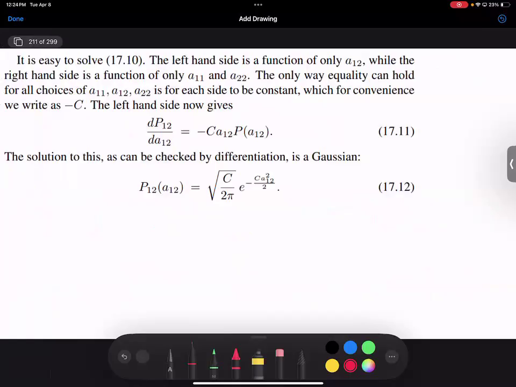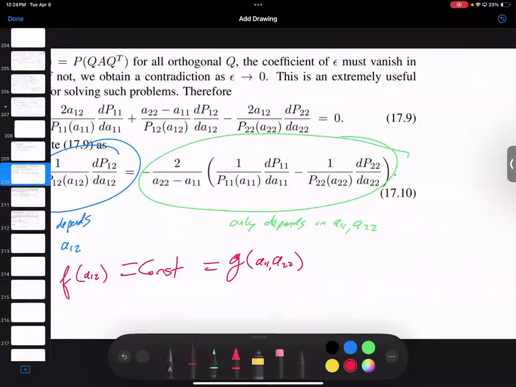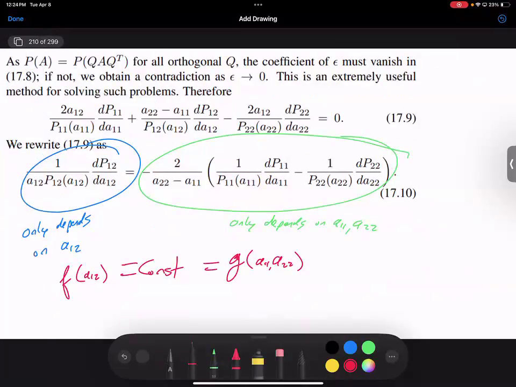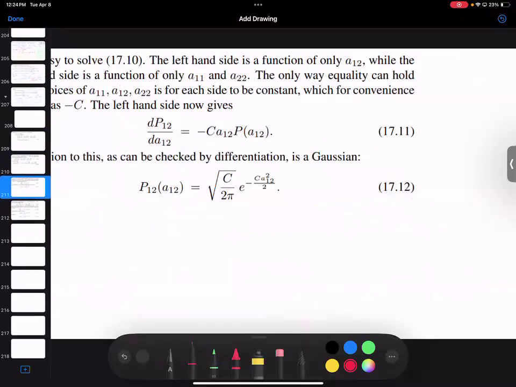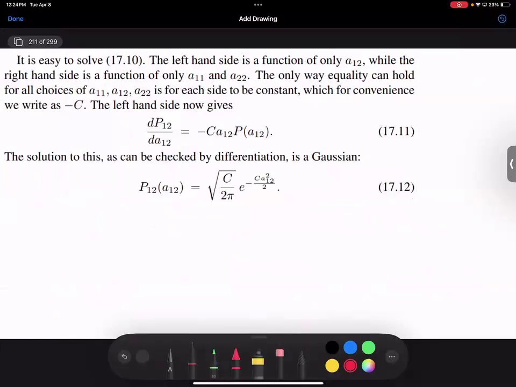Okay, so we agree that it's a constant, and we're going to let that constant be C. Because that's equal to C, the left-hand side is the easy one to solve. We just take this expression and set it equal to C. We can move the A12, P12 to the other side, and we get the derivative of P12 is minus constant times A12 times P of A12. That's the Gaussian. If I have an e to the negative x squared, when I take the derivative, I get some constant times x times e to the negative x squared again. So when you do the differentiation, you're going to get a Gaussian.